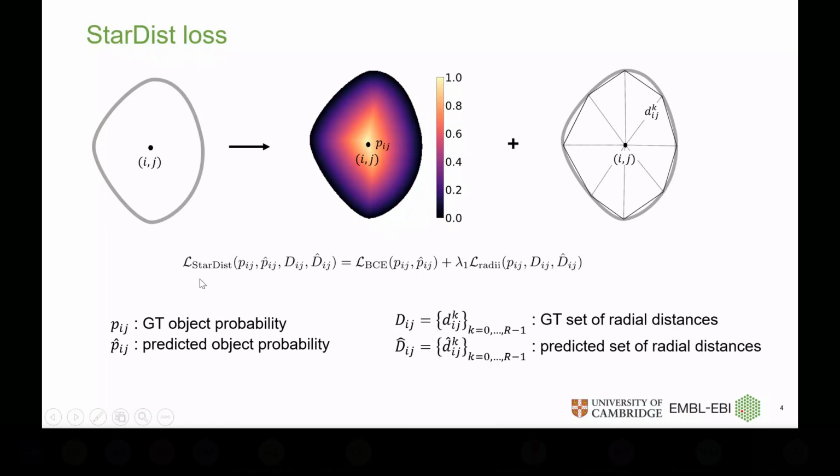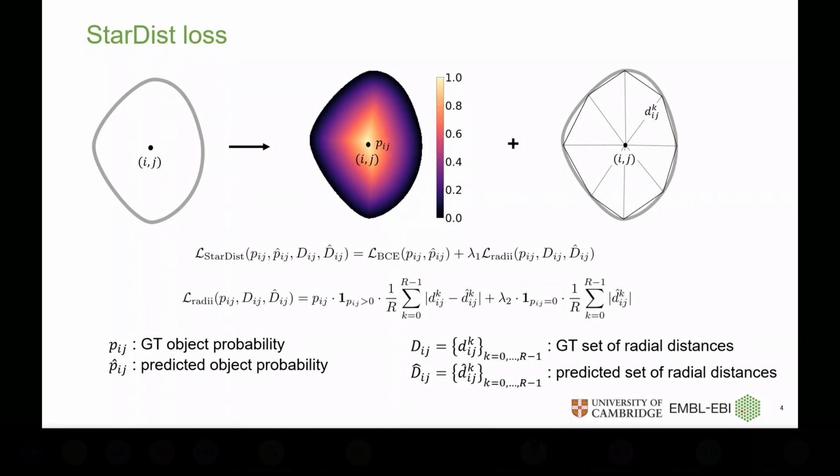The entire training loss for StarDist is composed of two parts. The first part is a binary cross entropy loss over the ground truth and the predicted object probability, while the second part is over the radial distances, which is again composed of two parts. The first part is a mean absolute error loss, weighted by the ground truth object probability, while the second part gets activated for background pixels and provides regularization. Lambda 1 and lambda 2 are two further regularization factors, which aid in stabilization of the training.